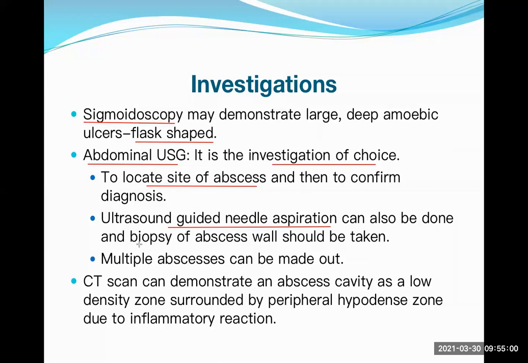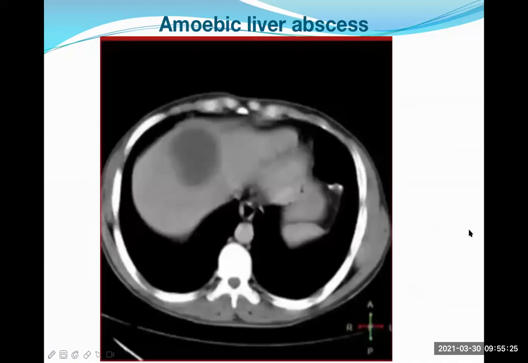At the same time, we can take a biopsy of the abscess wall. And sometimes we can detect the organism from there. So these are some of the important points regarding ultrasound. If ultrasound doesn't give you the necessary information, you can always go for a CT scan. Now see there, this is the CT. See how well the abscess is shown here. There's a single abscess in the right lobe of the liver.